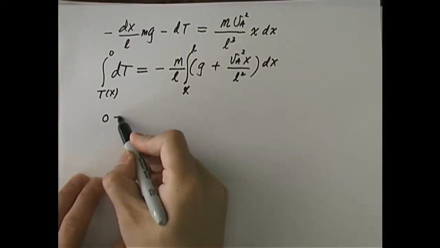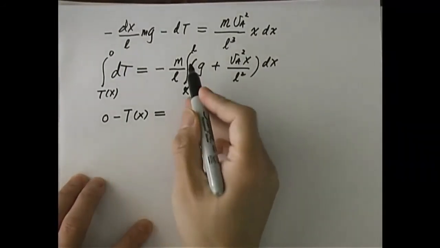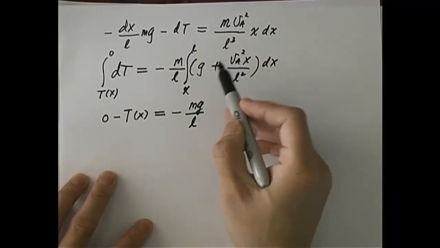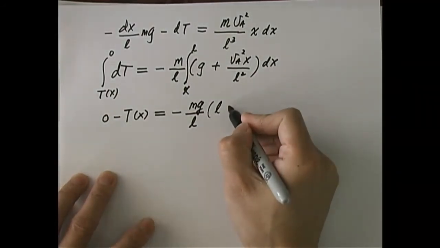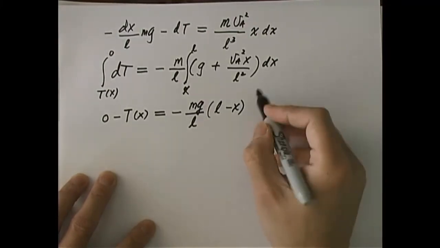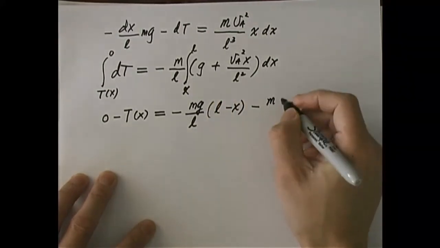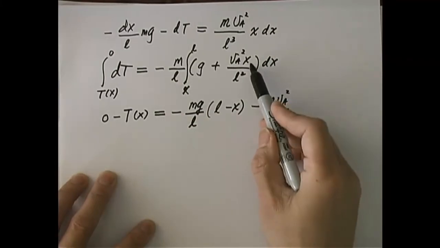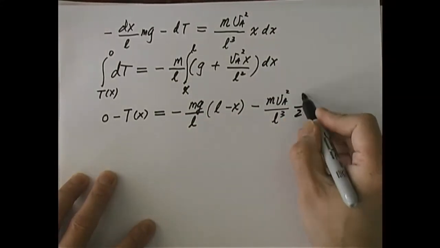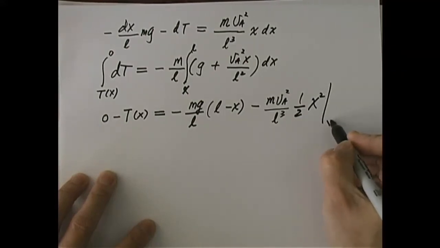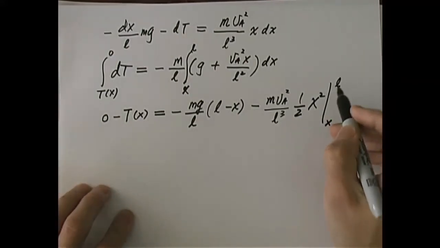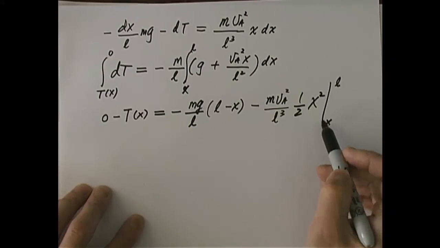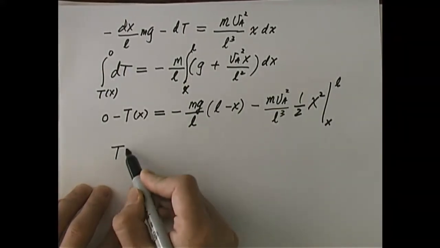This side, 0 minus T of x. The other side, let's work it out. Negative mg over L, and then you just integrate over dx, so the answer is L minus x. And then the next term, minus m v_A squared divided by L to the power 3, taking all these constants out. What's left is x dx. You integrate, that's 1/2 x squared, with x going from x to L. When you plug in the lower and upper limits, you get L squared minus x squared, right? And there's a negative sign, so you solve for T of x.